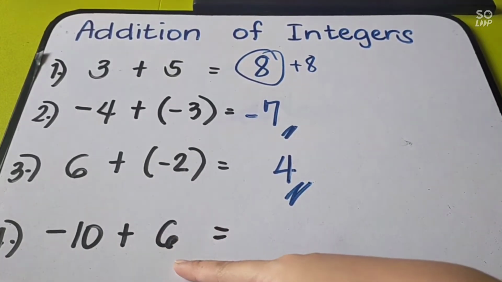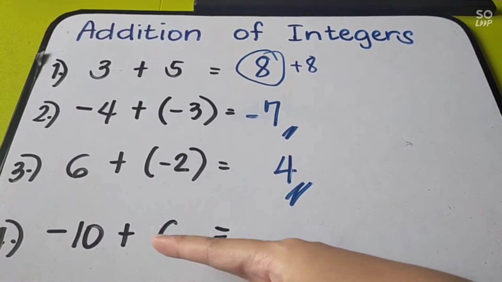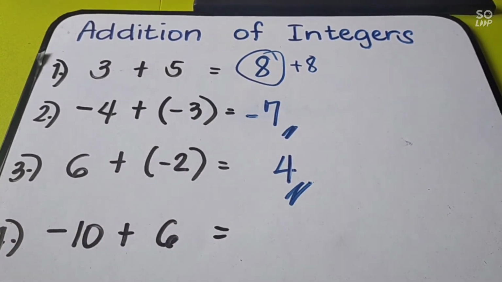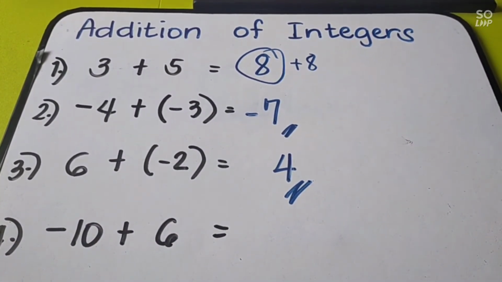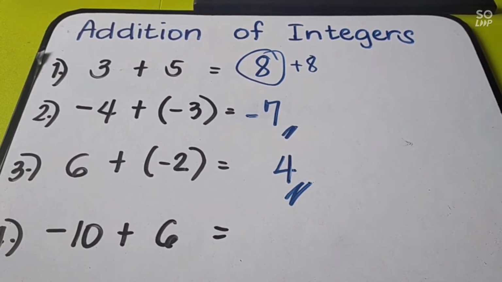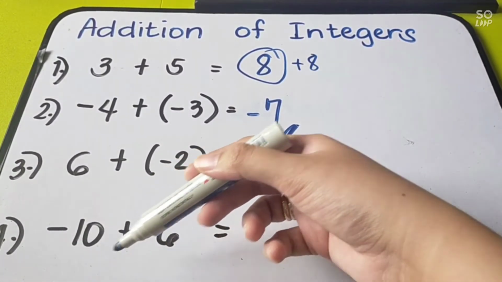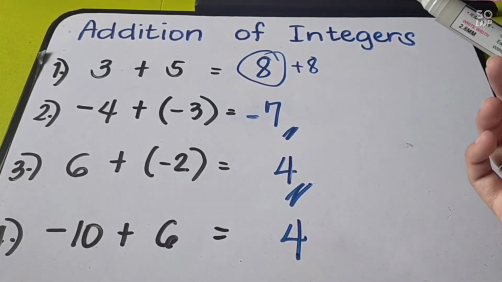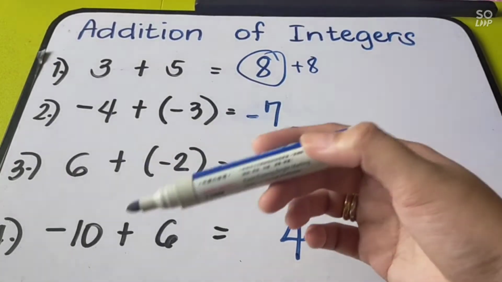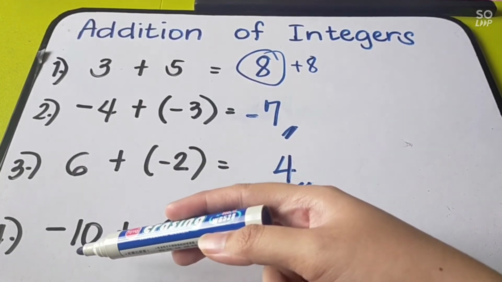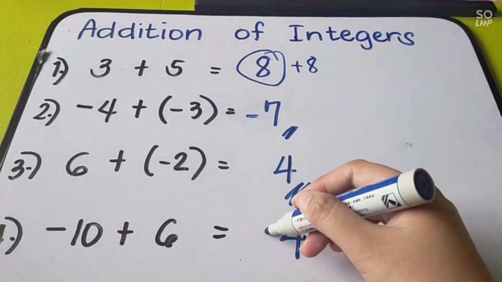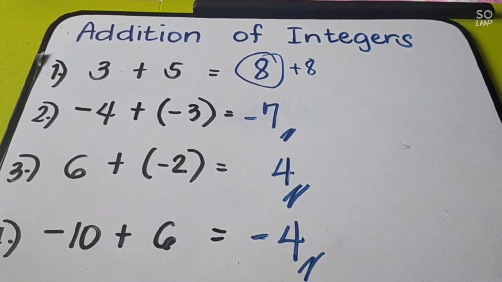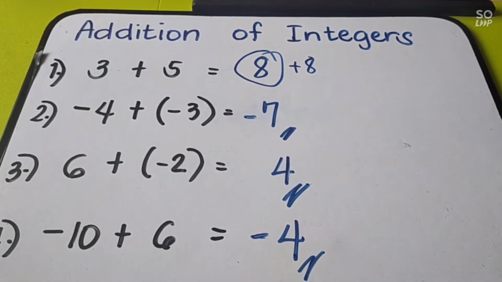Next tayo, let us have number 4. Negative 10 plus 6. Si 6 walang sign, therefore, it is positive. So, a negative and a positive, therefore, there are different sign again. So, since different sign, you are going to subtract. Different sign, subtract. So, we have 10 minus 6. The answer is 4. Then, what is the higher number? The higher number is 10. So, what's the sign of the higher number? Negative. Therefore, your answer should be negative. So, the answer here is negative 4. So, ganun lang kasimpleng mag-add ng integers.